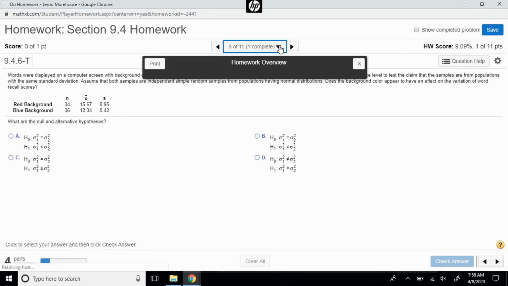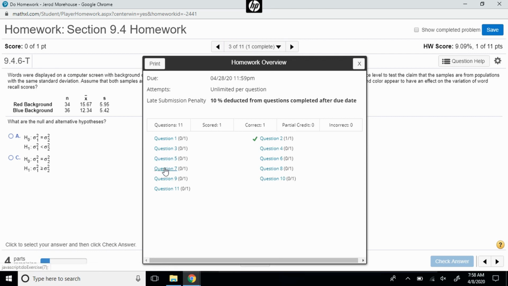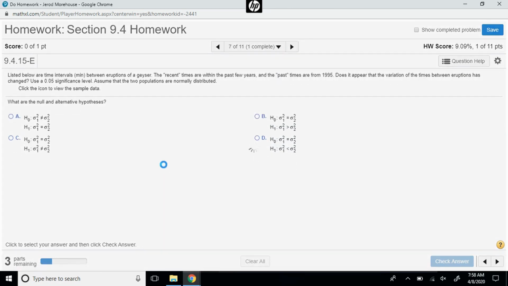Next, I want to jump up to number 7. Number 7 says, listed below are time intervals in minutes between eruptions of a geyser. The recent times are within the past few years, and the past times are from 1995. Does it appear that the variation of times between eruptions has changed? Use a 0.05 significance level. Assume that the two populations are normally distributed.